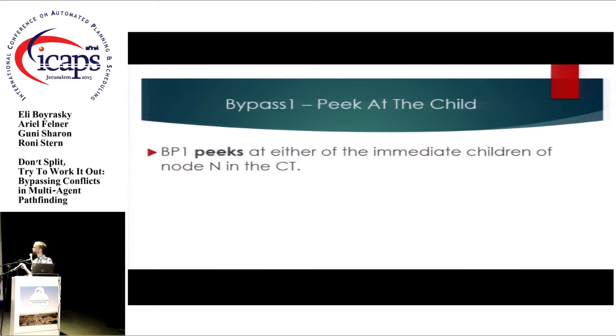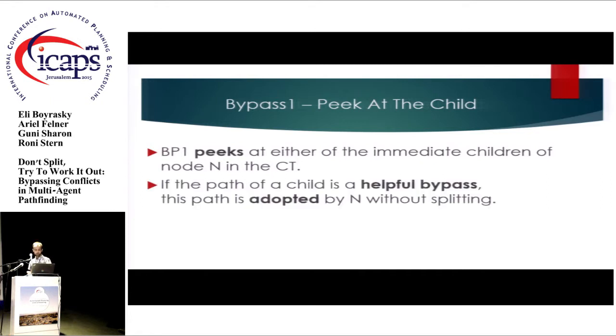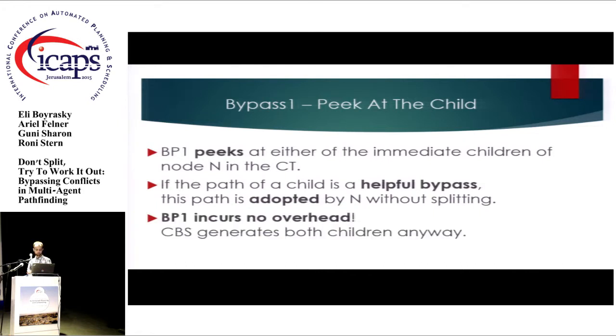So our first improvement, bypass one, just looks at either of the immediate children of the node. And if it finds a helpful bypass, informally defined, this path is adopted without splitting. The best part about bypass one is that it incurs no overhead at all, because the two child nodes are generated anyway by CBS. We just inspect them before inserting them into open.